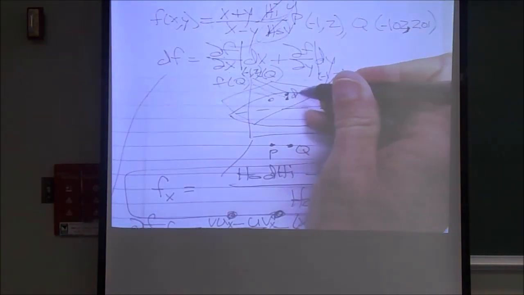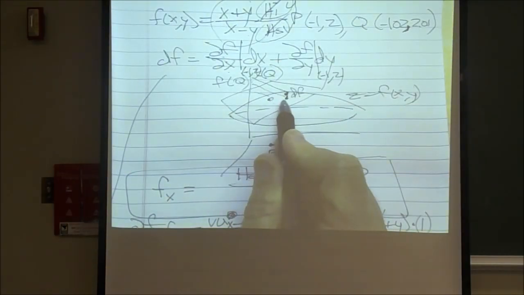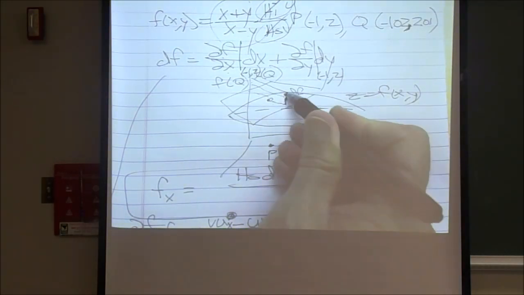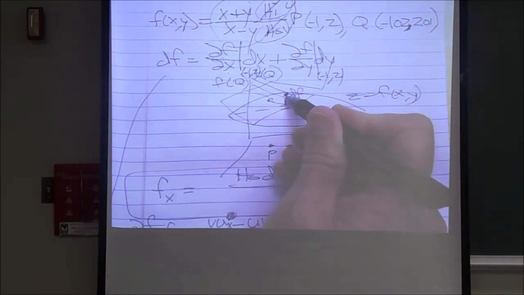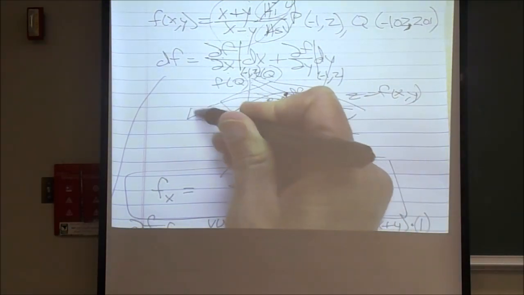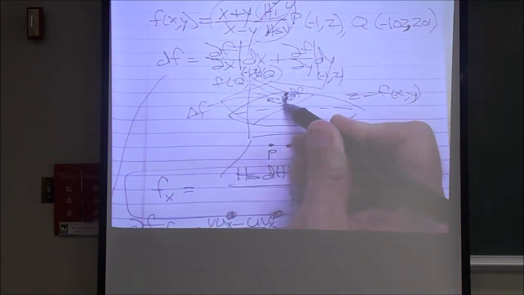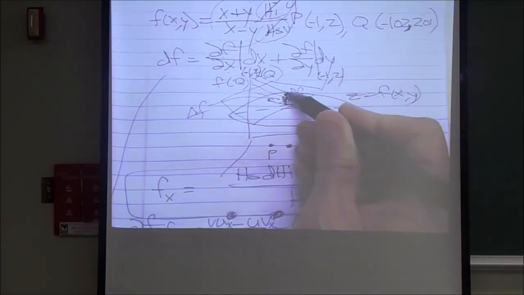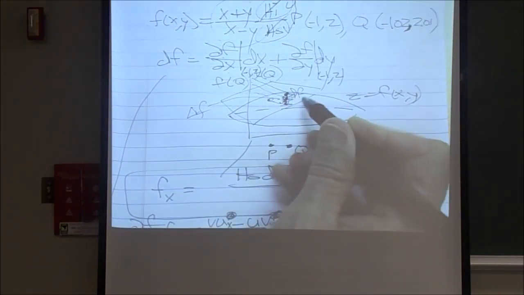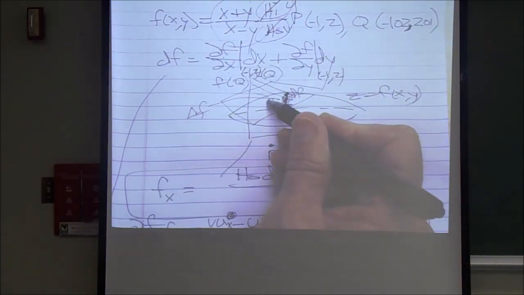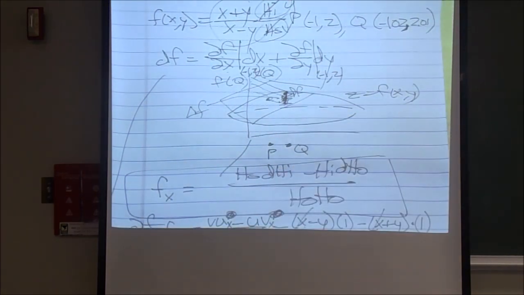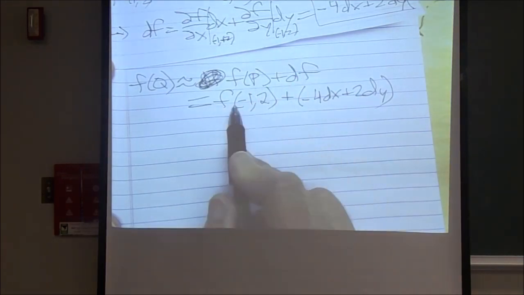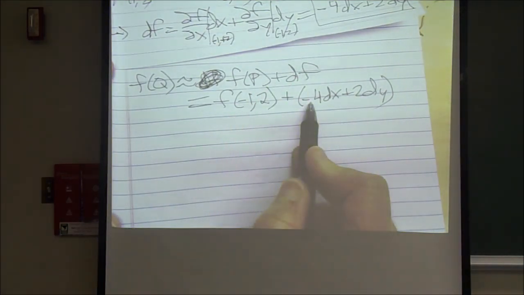This little amount is df. So delta f, the change in the function, is this amount, and we're estimating delta f, the change in the z-coordinate going from this point to this point, by df, the change up to the tangent plane. So df is the height of the tangent plane above the original point, delta f is the height of the actual function you're estimating. So the exact change will be f of p plus delta f. The estimated change is f of p plus df.